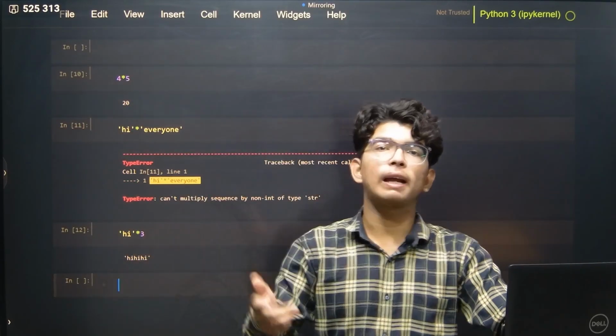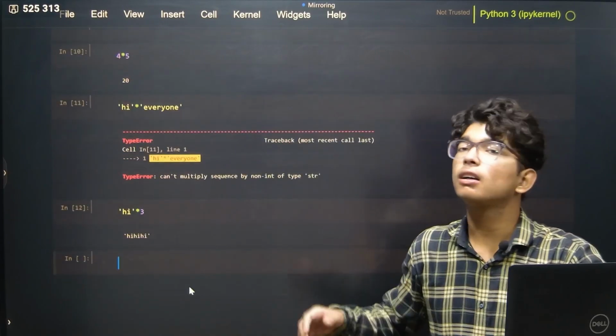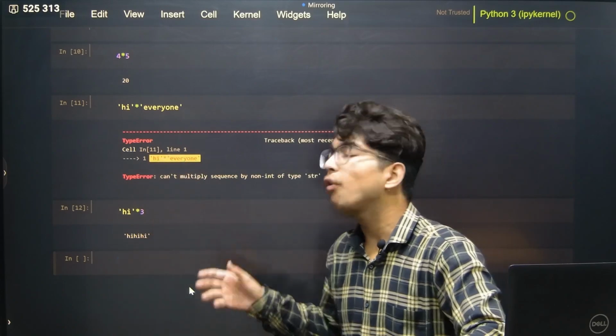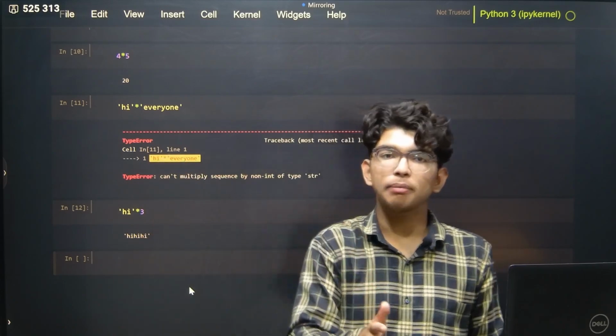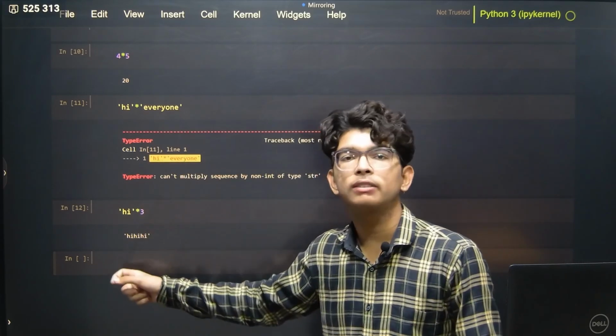Hi got multiplied by 3 and got printed 3 times. This will be the correct form of doing a string with an integer, or we can simply say a sequence data type is multiplied with the integer data type and getting the answer like this.